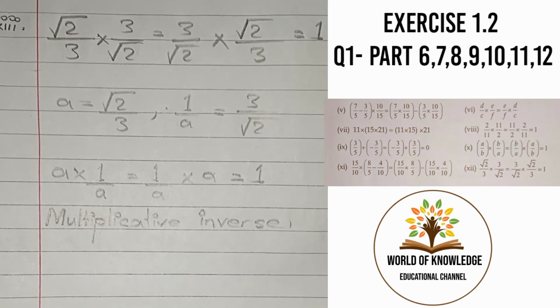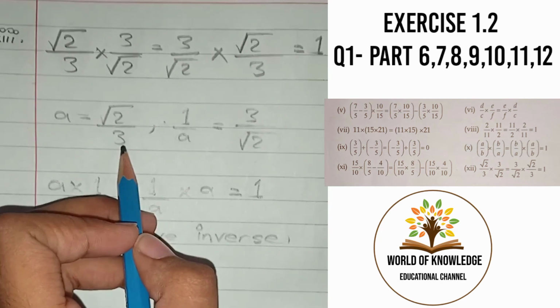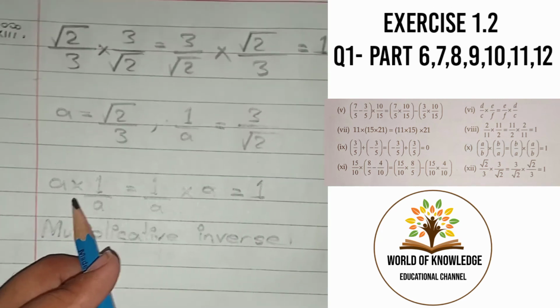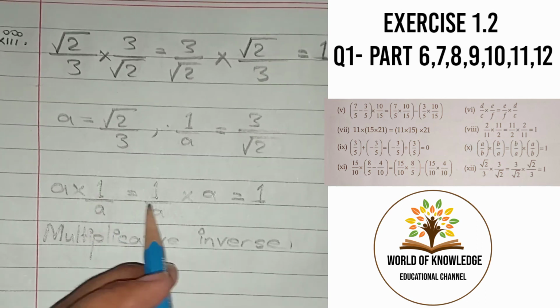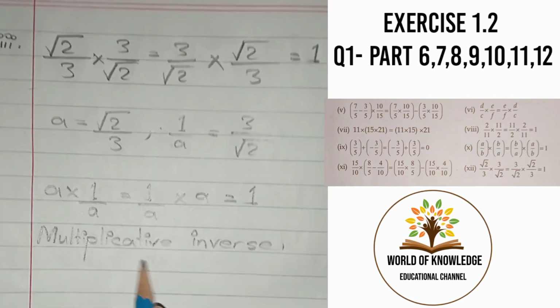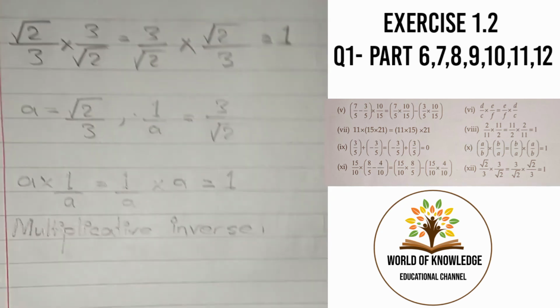Now in part 12, we take a equals root 2 upon 3, and 1 upon a equals 3 upon root 2. Then we put a in place of root 2 upon 3, and 1 upon a in place of 3 upon root 2. And this is also known as multiplicative inverse property, as I told you before.